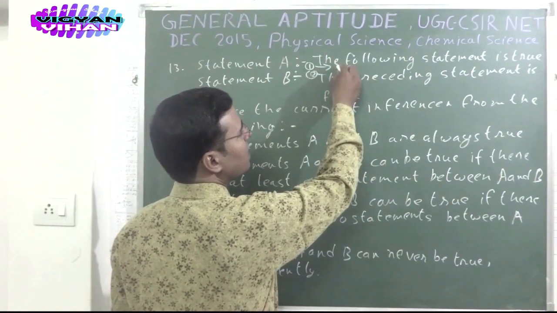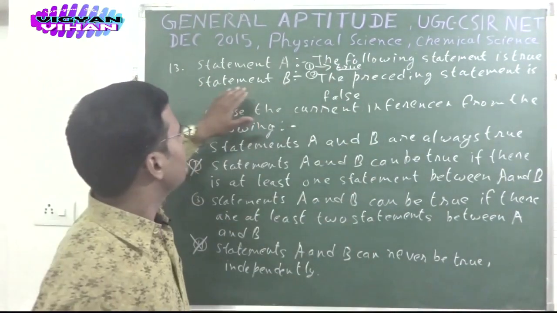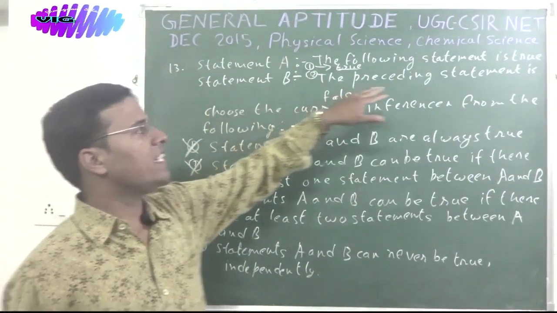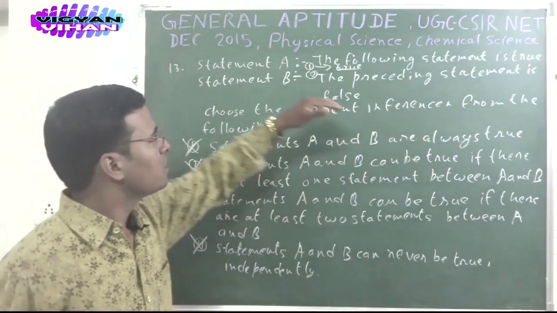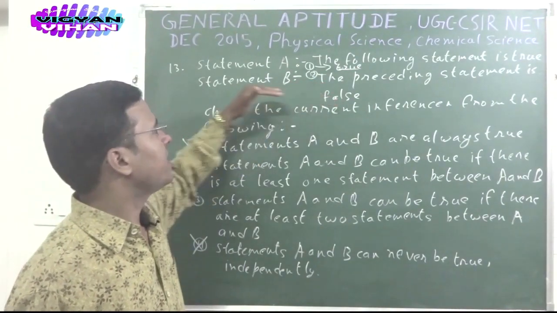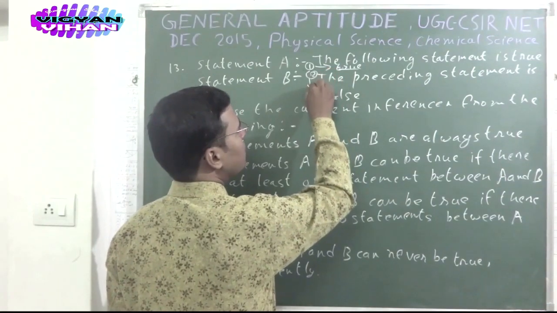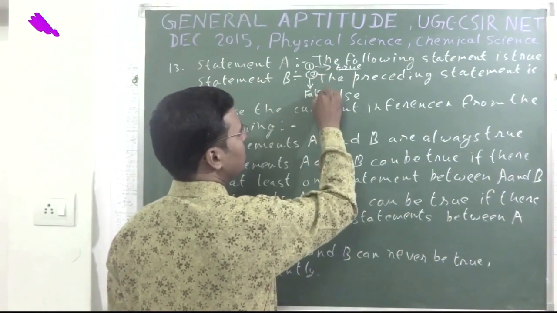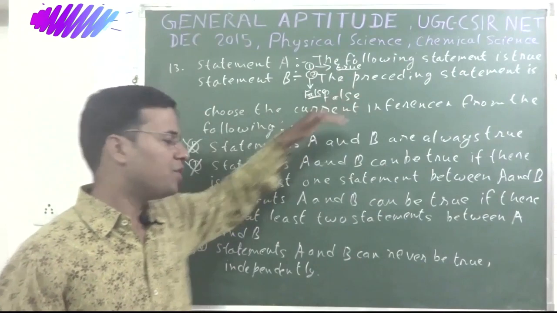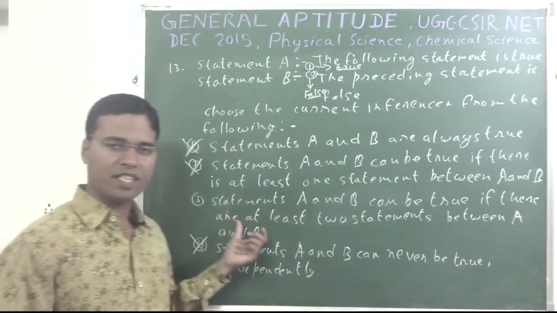Statement 1 is true. Yes, it can be correct. The statement B is saying the preceding statement is false. So this statement which is coming before statement B, the statement 2, is false. That can also be true. So the correct answer of this problem is option 3.